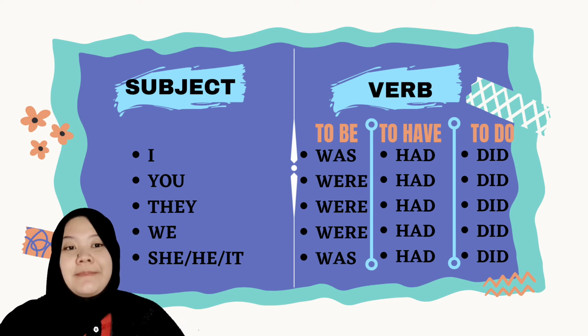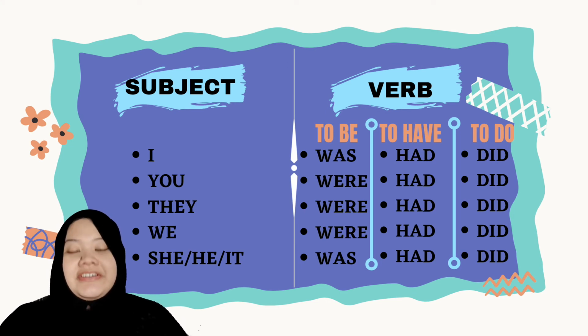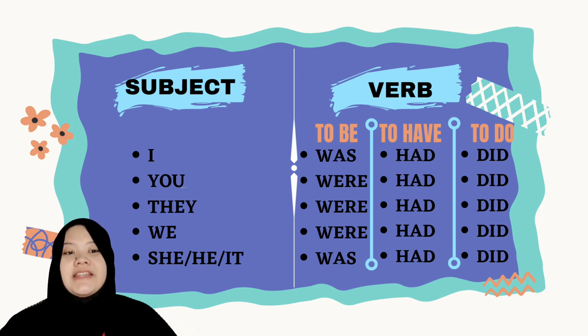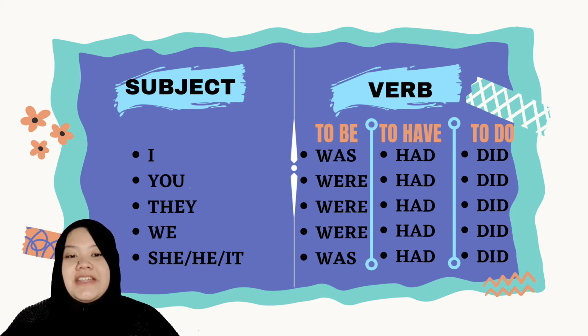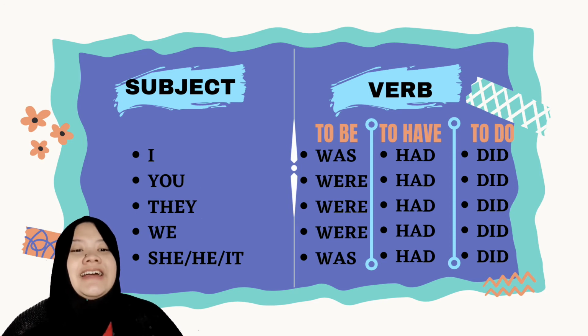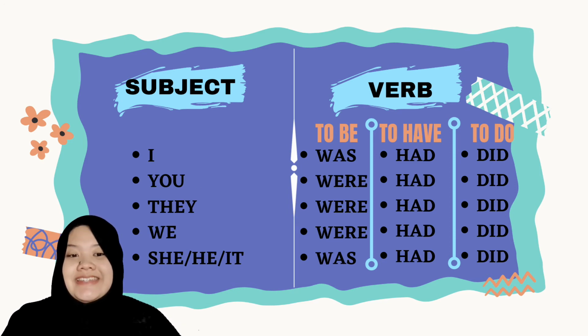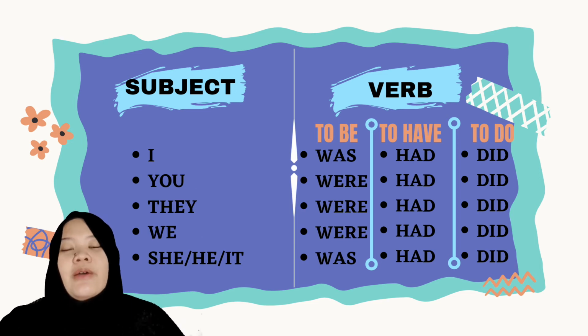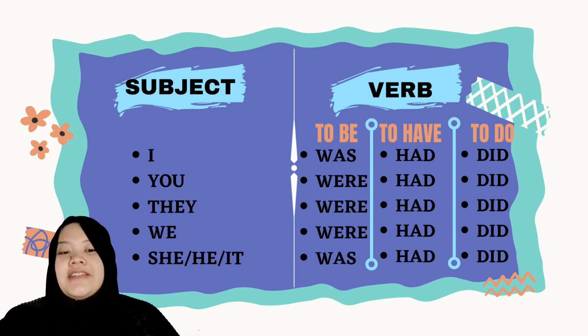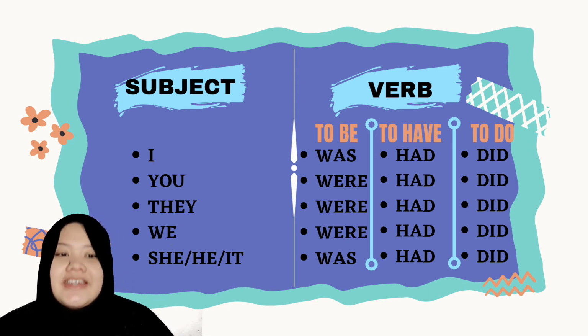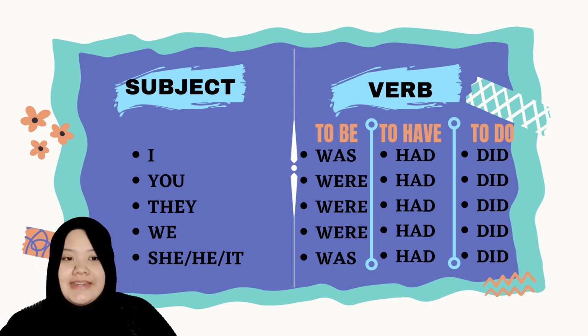That is the simple past tense form of to be, to have, and to do. For subject I, the verb for to be is was, for to have is had, and for to do is did. For subject you, to be were, to have had, and to do did. For subject they, to be were, to have had, to do did. For subject we, to be were, to have had, and to do did. For subject she, he, or it, to be was, to have had, to do did.